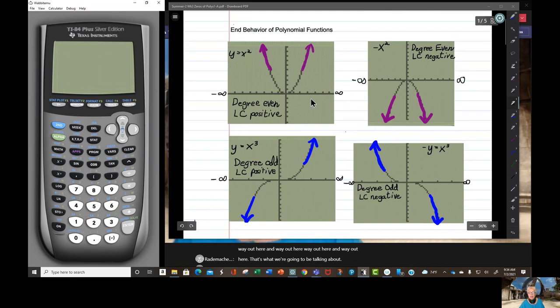End behavior is what happens way out here. And as it so happens, there are rules that cover that. And I don't know why there should be rules. You wouldn't think there would be, but there are. Here's a graph of y equals x squared in its home position.